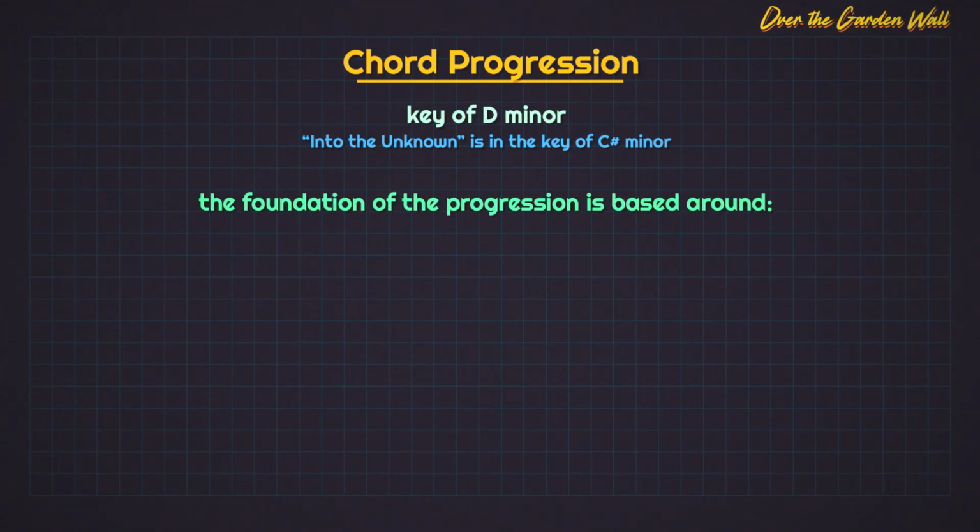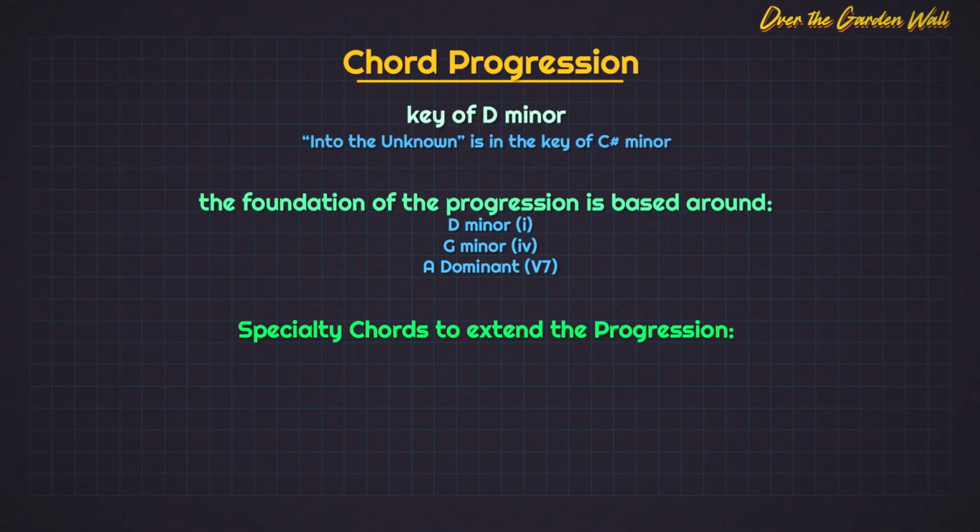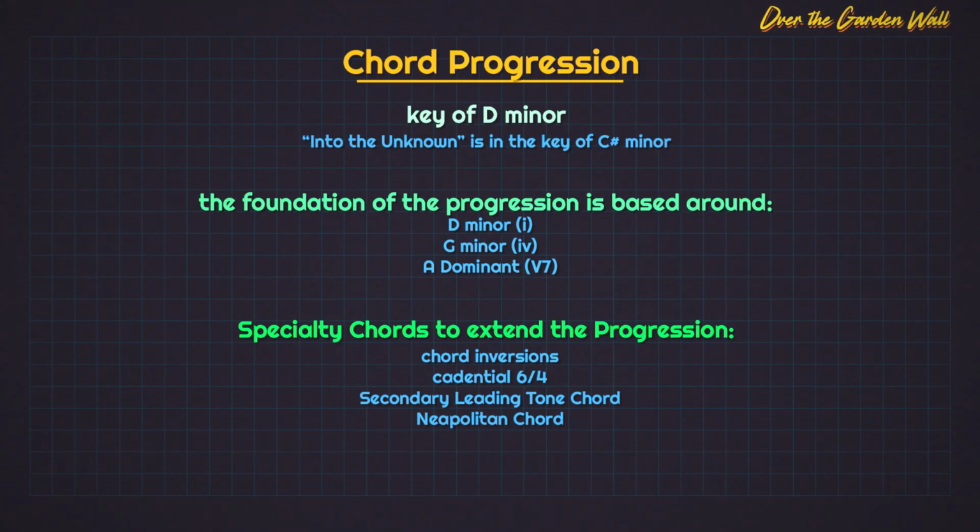The foundation of the progression is based around these 3 chords: the 1 chord, D minor, the 4 chord, G minor, and the 5 chord, A dominant 7. In addition, we'll use some specialty chords to help extend the progression. These will include those chord inversions, the cadential 6/4, a secondary leading tone chord, and the Neapolitan chord. First, listening to the foundation chords, the 1, 4, 5.